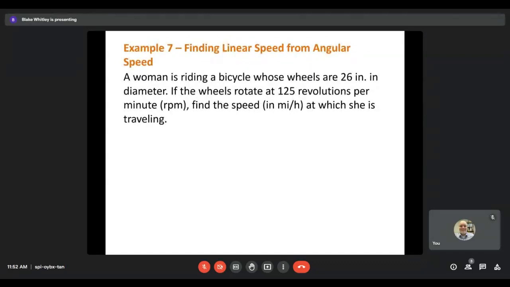All right, so our final example for this section, a woman is riding a bicycle whose wheels are 26 inches in diameter. If the wheels rotate at 125 revolutions per minute, we want to find the speed, in this case in miles per hour, at which she is traveling.